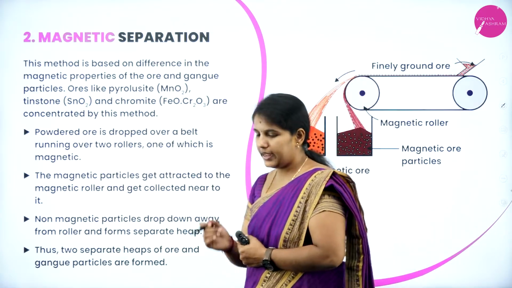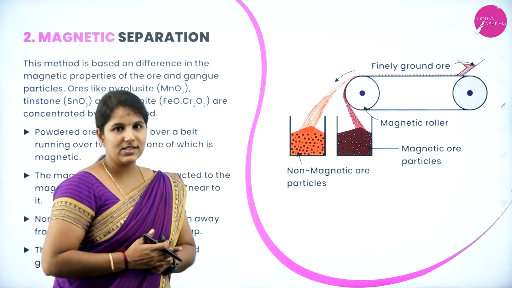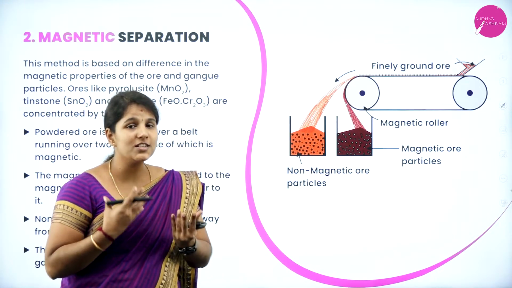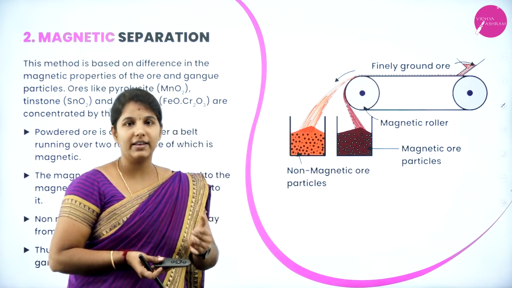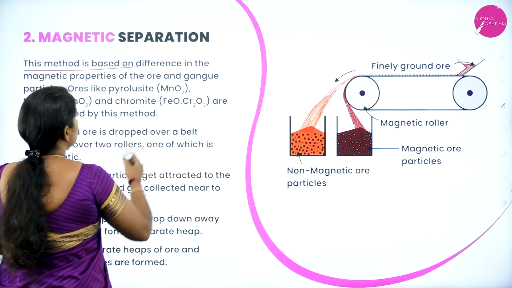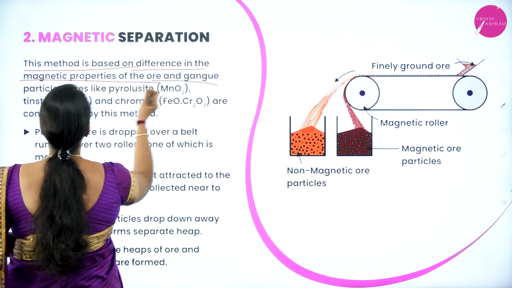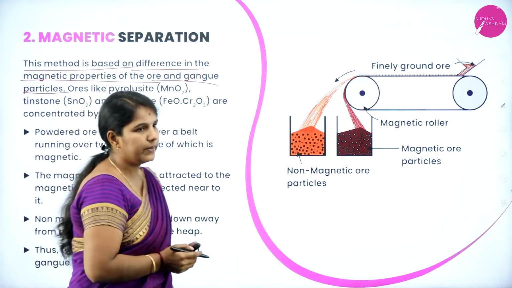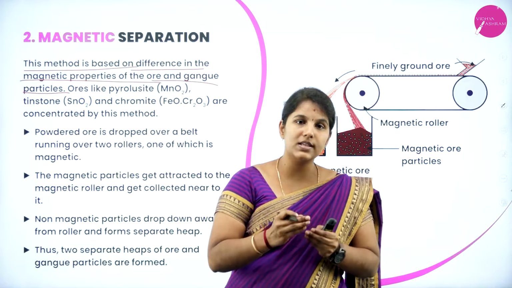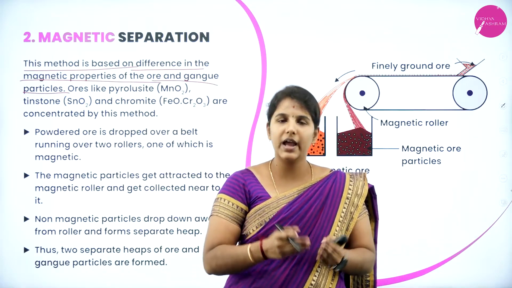Next we'll go for the second one, that is magnetic separation. Now let us understand what magnetic separation is, how they do the concentration of the ore by using a magnet. This method is based on the differences in the magnetic properties of the ore and the gangue particles. Very simple. It is nothing but a technique where we use a difference in the magnetic properties of the ore along with the gangue particle.